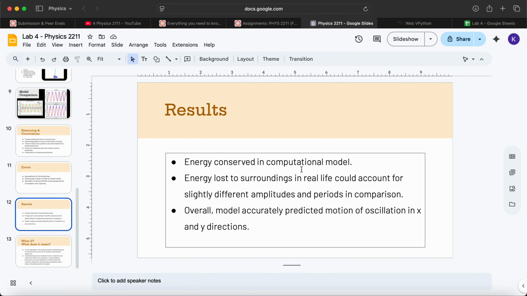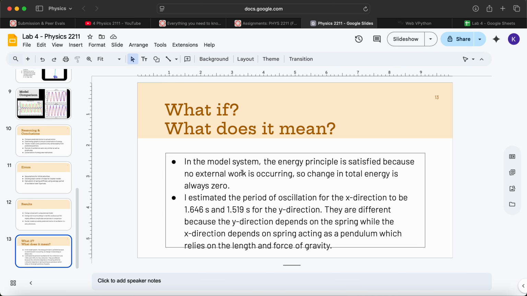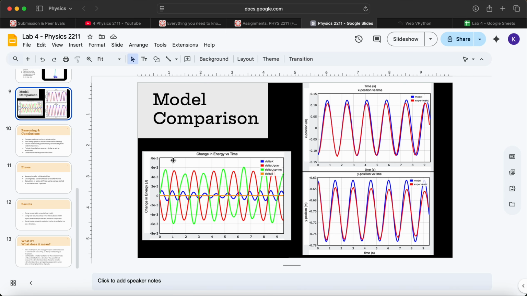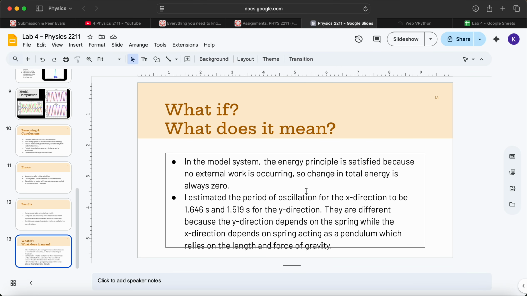Our result was that energy is conserved in the computational model. However, energy is lost to the surroundings in real life, which could account for these slightly different amplitudes and periods in comparison, because there is going to be some drag. Overall, our model accurately predicted the motion of oscillation in x and y directions. In the model system, the energy principle is satisfied because no external work is occurring, so the change in total energy is always 0. And that's why this and this here would cancel out with that, because the two are positive and one's negative.